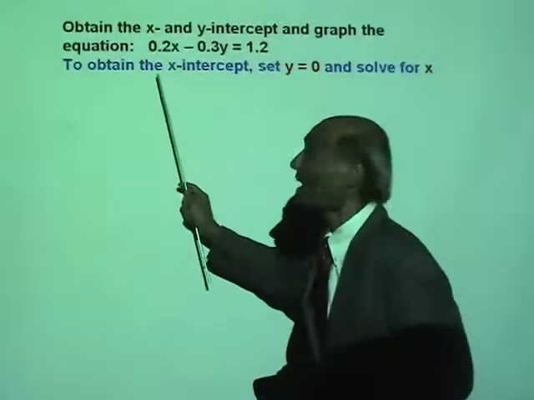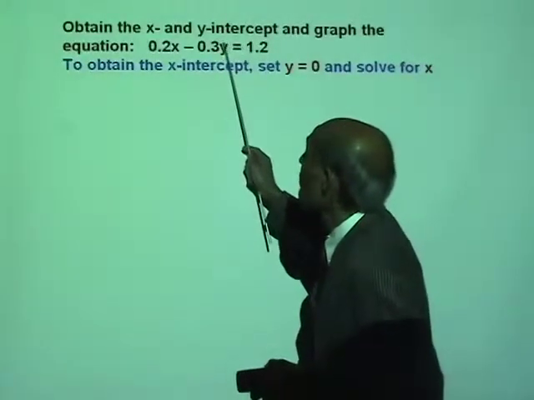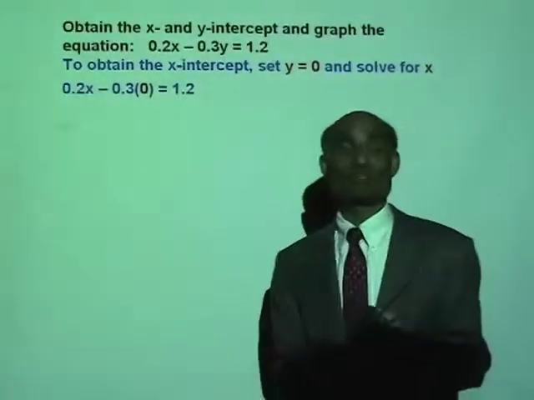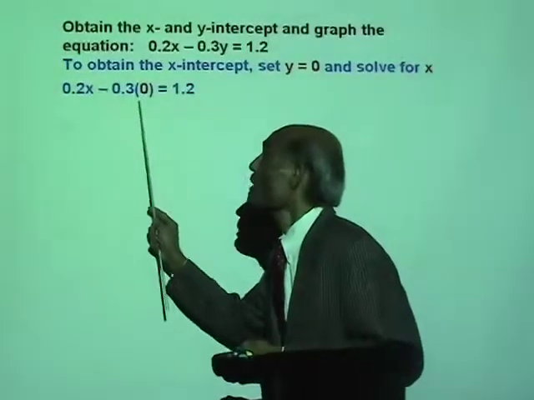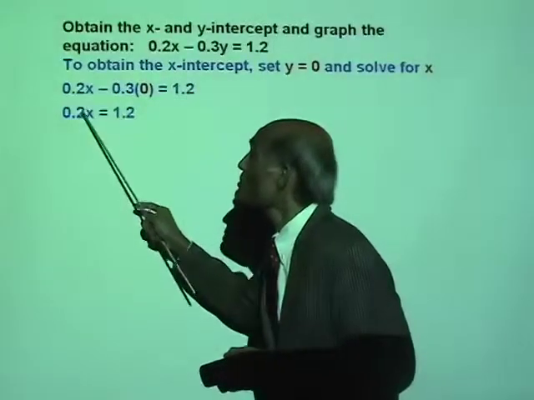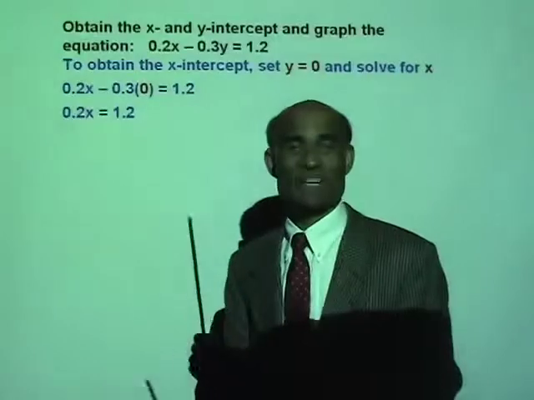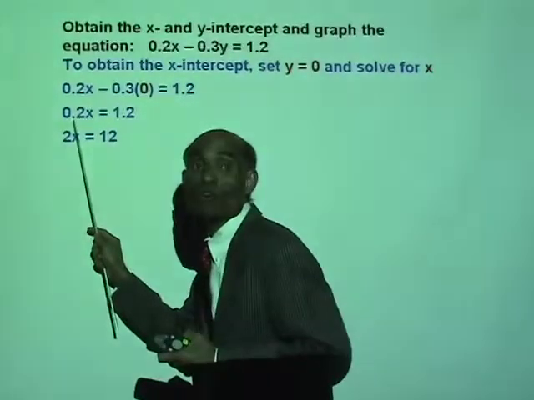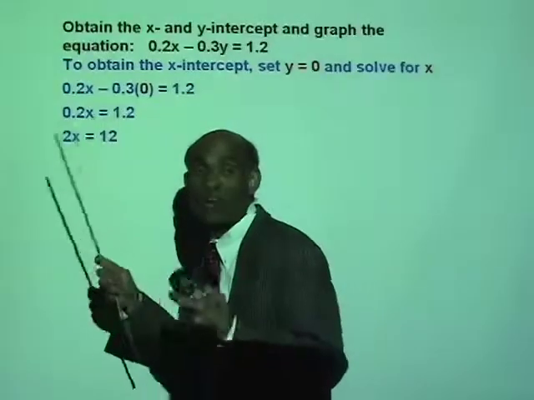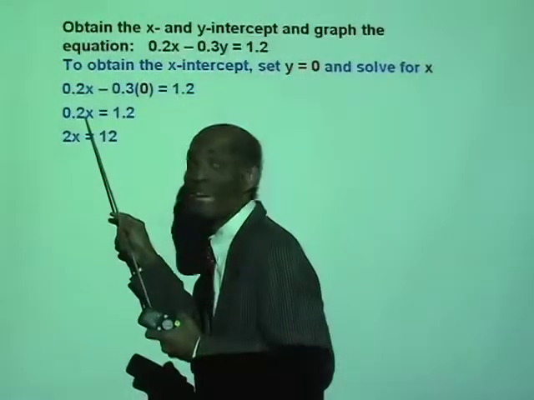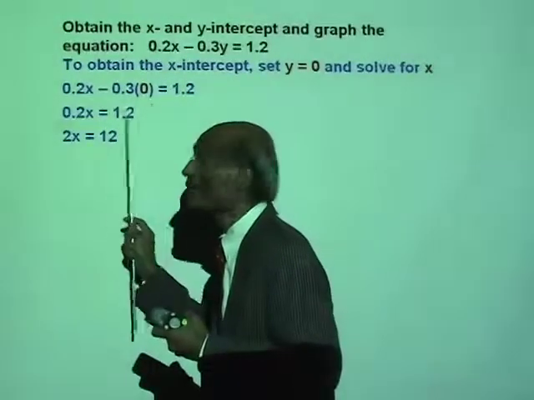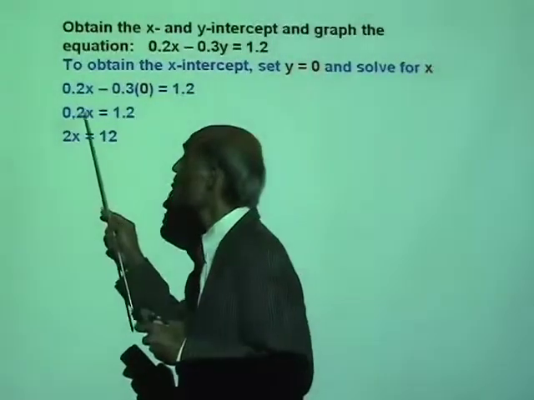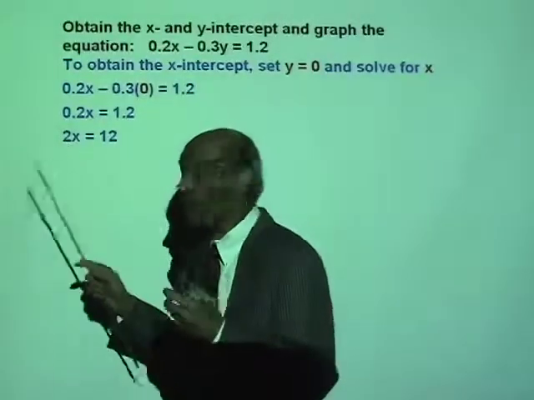So, we first obtain the x-intercept by setting y equal to 0. That means 0.2x minus 0.3 times 0 equal to 1.2. Now, of course, 0.3 times 0 is 0. That gives me 0.2x equal to 1.2. Can you solve for x from there? Well, make both left side and right side whole numbers. How? Multiply by 10 on the left, multiply by 10 on the right. Or move decimal one place to the right on the left and right. So 0.2x equal to 1.2 is the same as 2x equal to 12.